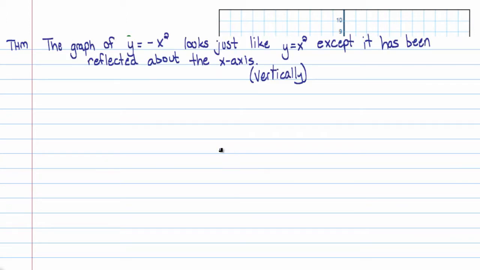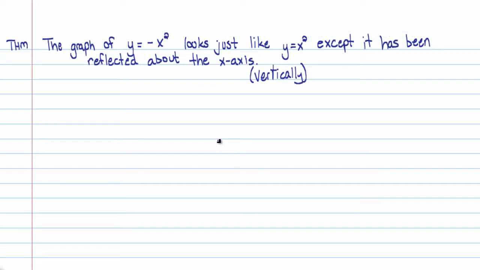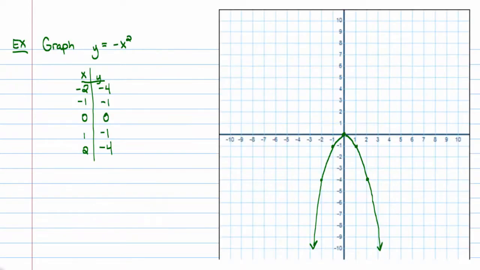The graph of y equals negative x squared looks just like y equals x squared, the original parabola, except we flipped it or reflected it about the x-axis. That's a vertical reflection, as you can see in the last example right here. The standard parabola would normally look like this red curve that I'm drawing in here. It looks kind of like this, but the negative in front of x squared flips it.